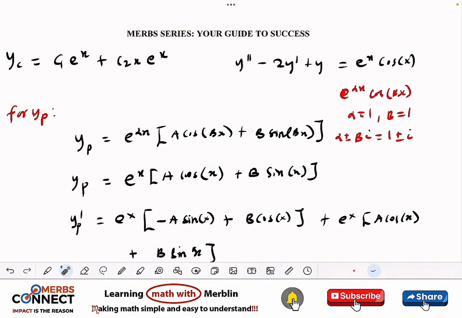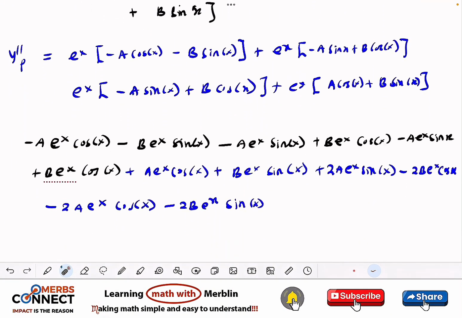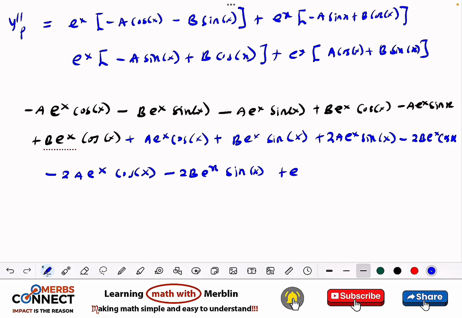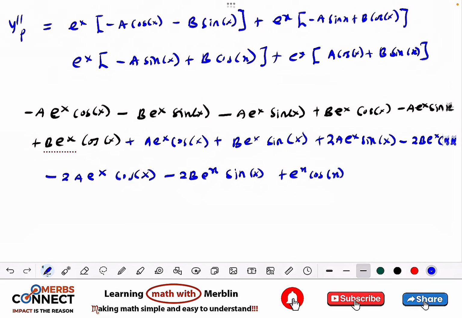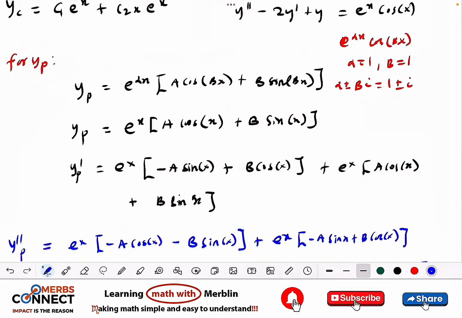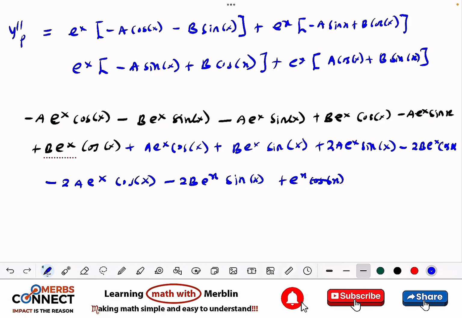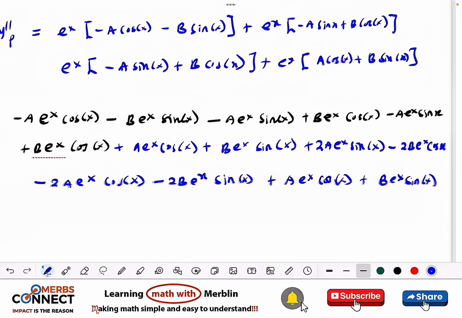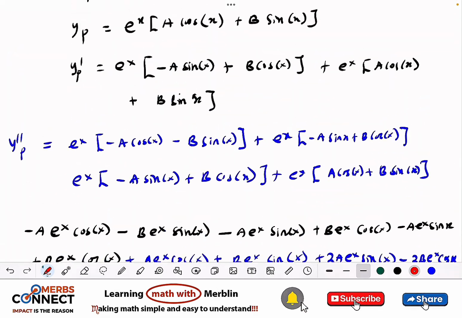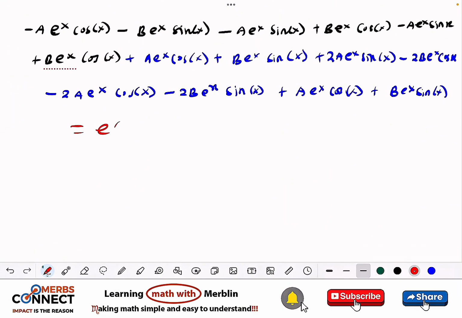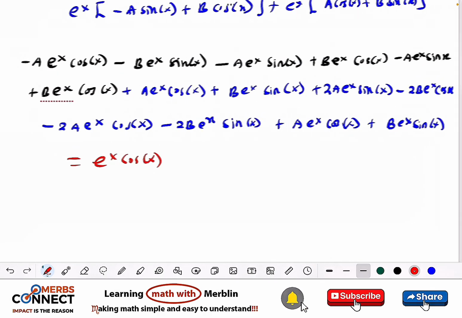This is y, so I'll multiply it. So I'll have plus a e^x cos x plus b e^x sine x, and the whole of this should be equal to e to the power x cos x. Amazing. So this is what we are going to get.